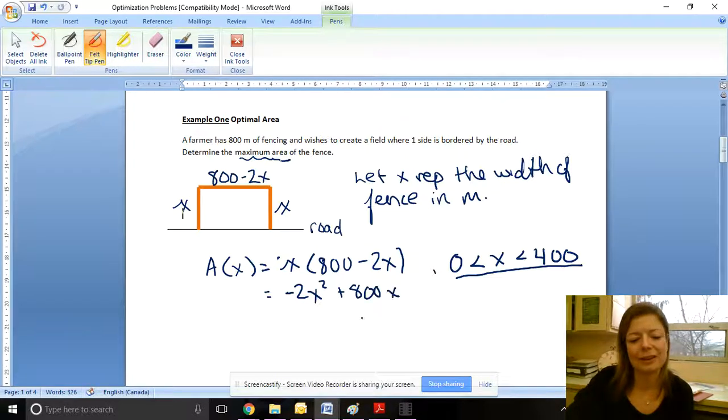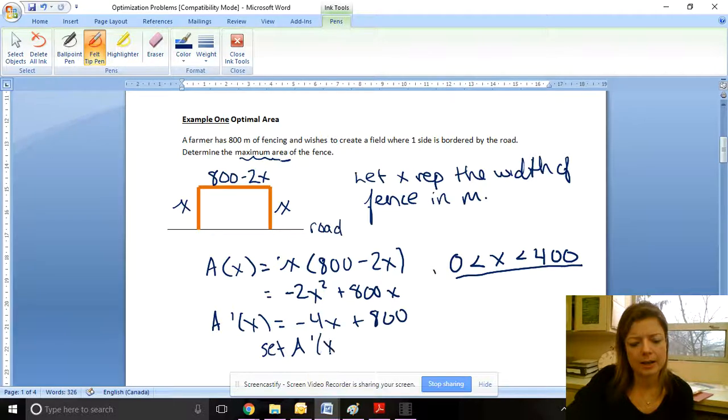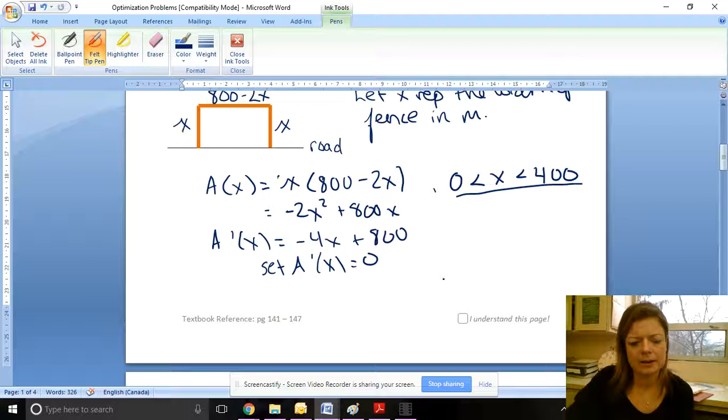But we don't have to do all of that work. We can just find the derivative. Okay, minus 4x plus 800 and set it equal to 0. So set A prime at x equal to 0. Just move this down a bit. Okay, so we get minus 4x plus 800 equals 0. You rearrange and you get x equals 200.